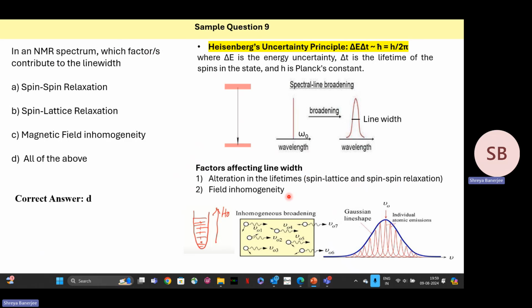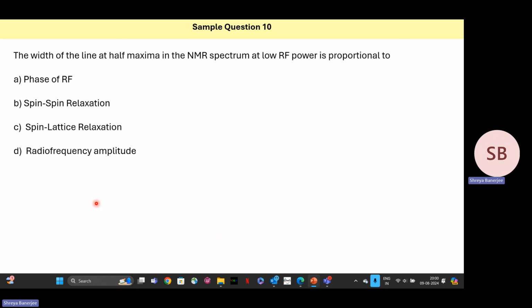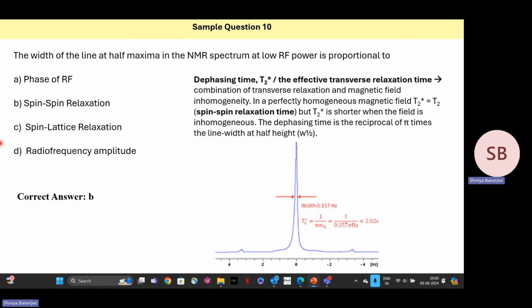Secondly, the line width is also affected by field inhomogeneity. If the magnetic field is not uniform, then different regions will experience different frequencies, and so the line will be broader. So A, B, and C, all three options contribute to line width. So the correct answer is option D, which is all of the above. And I think this is the last slide.